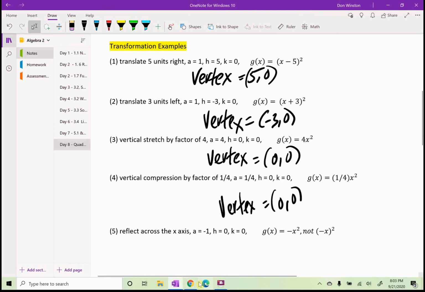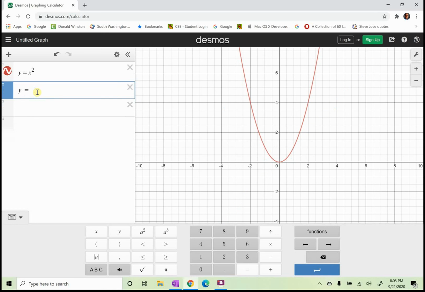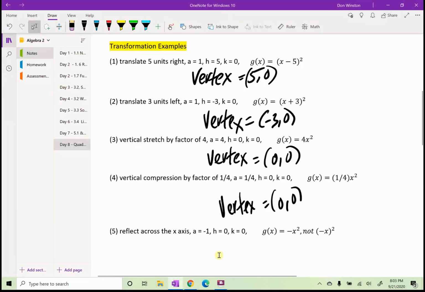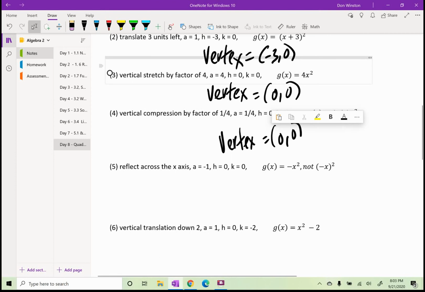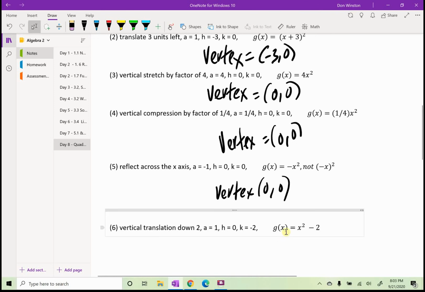So we're going to reflect this across the x-axis. So negative x raised to 2. There we go. We reflected it across the x-axis. Again, the vertex is still 0, 0. The only thing that changes the vertex is H and K, not A. So the vertex is still 0, 0. Again, the only thing that moves it is H and K.